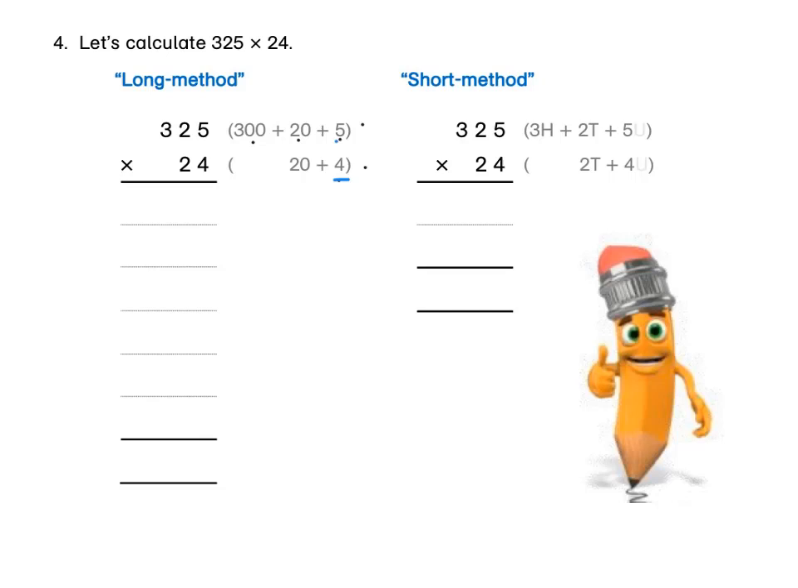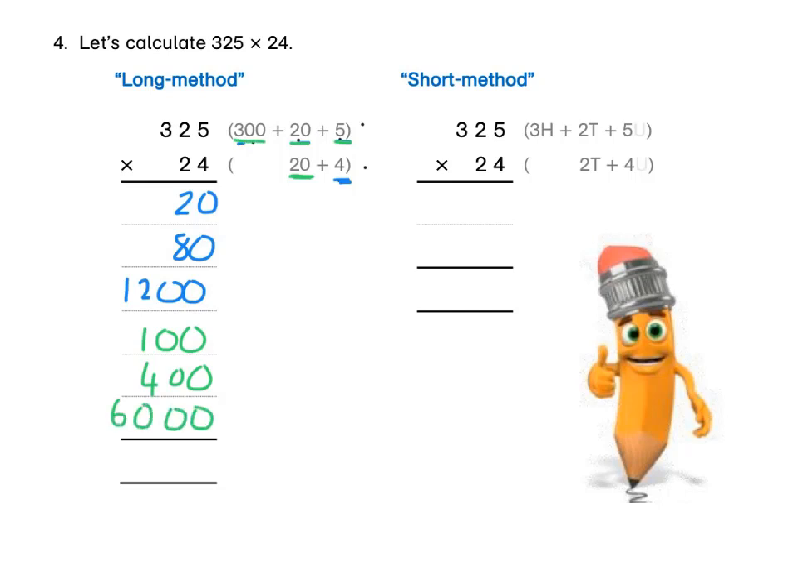4 times 5 is 20. 4 times 20 is 80. 4 times 300 is 1,200. Now I'm going to move on to timesing through by 20. 20 times 5 is 100. 20 times 20 will give 400. And 20 times 300 will give 6,000.